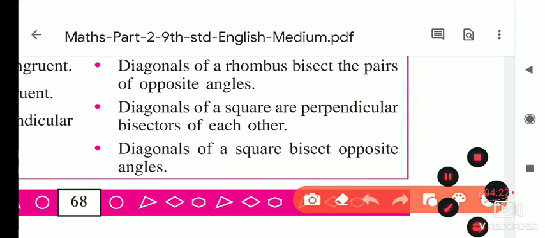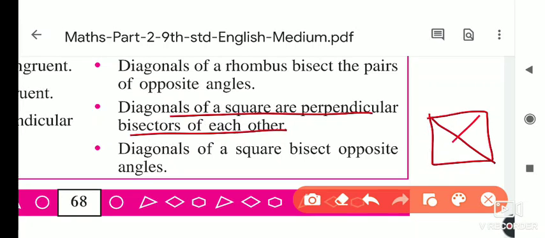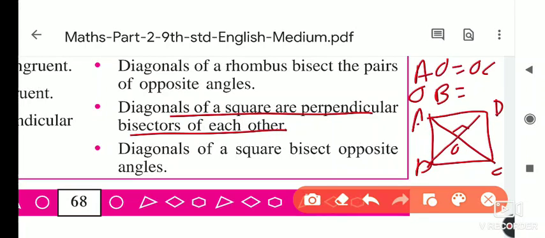Next, the diagonals of a square are perpendicular bisectors of each other. Suppose this is our square. Its diagonals are perpendicular, meaning they intersect each other at 90 degrees, and bisector means, suppose this is A, B, C and D, then AO is equal to OC and OD is equal to OB. And angle AOD, angle DOC, angle COB and angle BOA are all right angles.